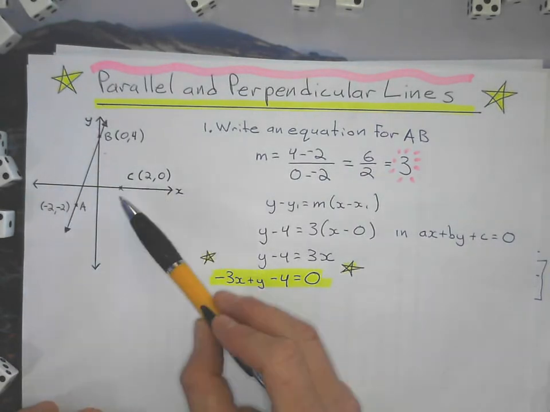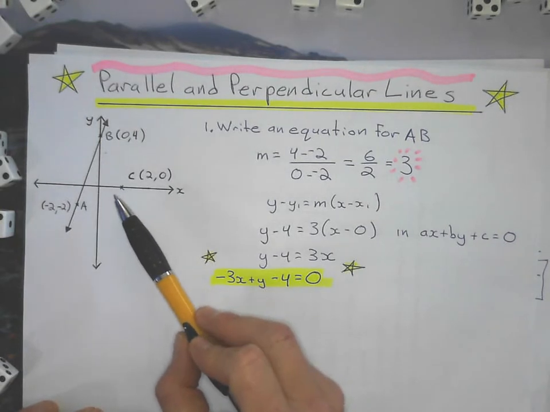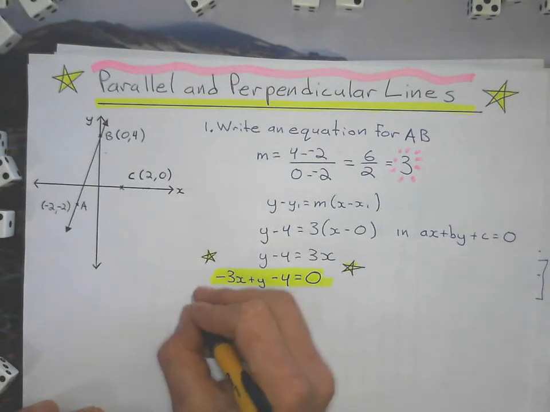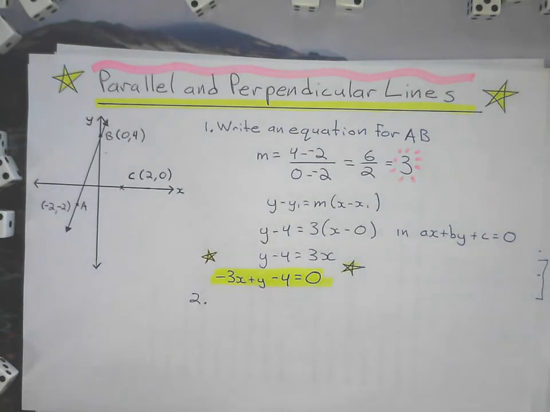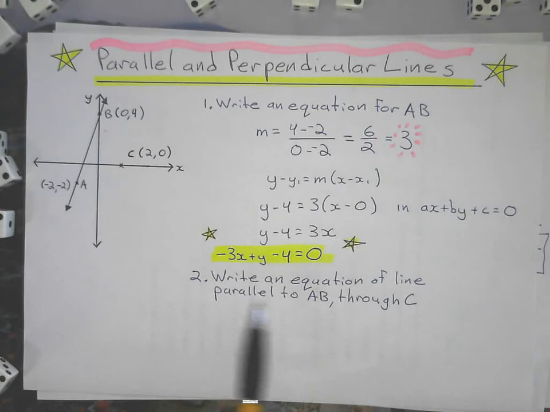You can probably tell what the next question is going to be: write an equation, and this is achievement merit level, write an equation for a line. I'll write it down. Here's the question that comes up. Let's write an equation of the line parallel to AB and through C.